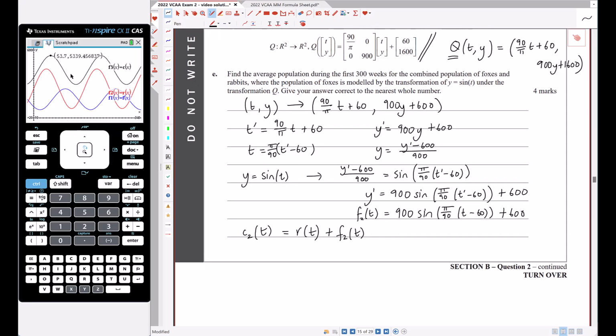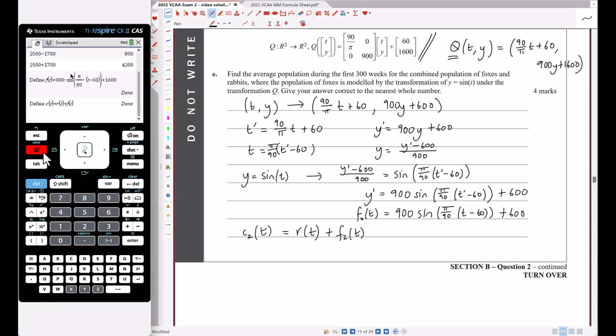Okay, so then we want the average population during the first 300 weeks. So let's do some work on our CAS to define some things. So I'm going to redefine f of t as, so that's plus 600 now. And this is 90. Otherwise everything else is the same. Okay, so c of t is still the same.